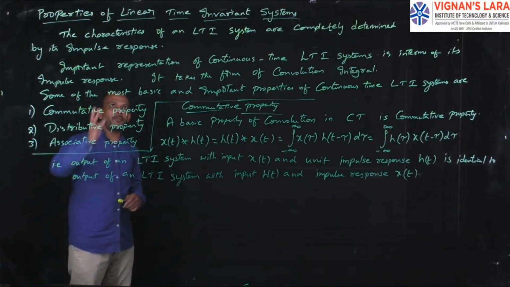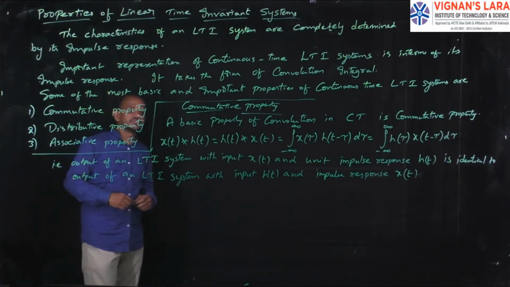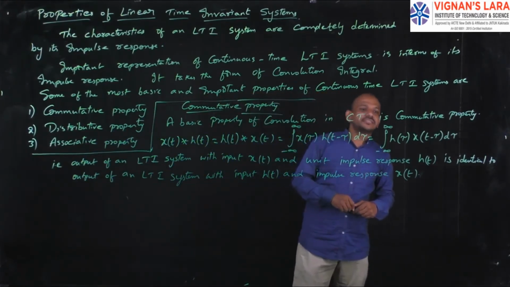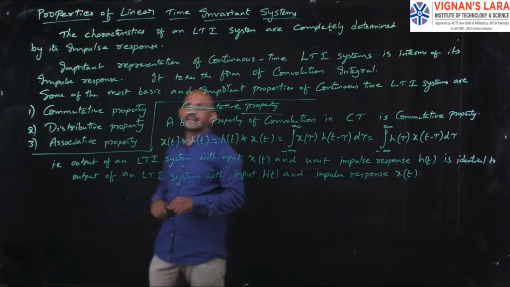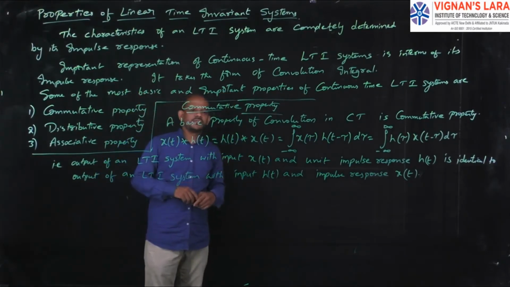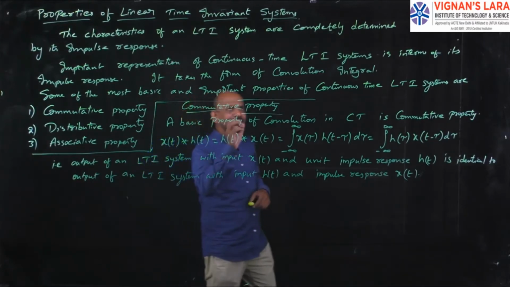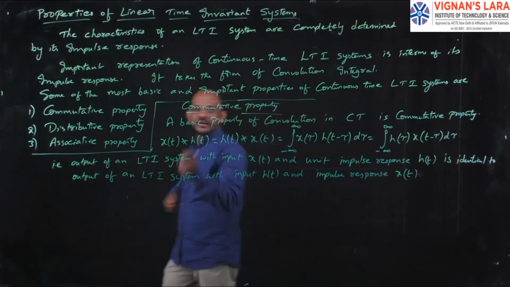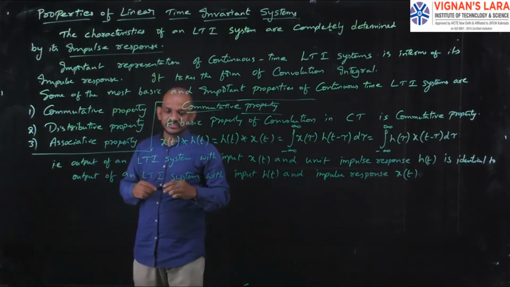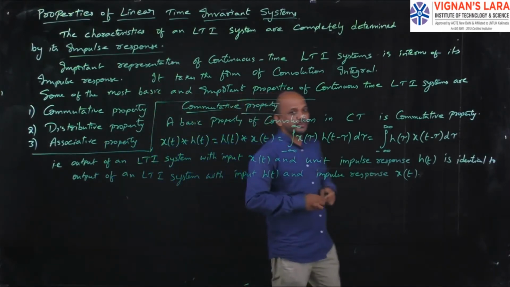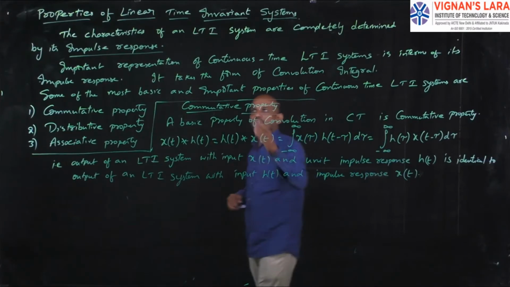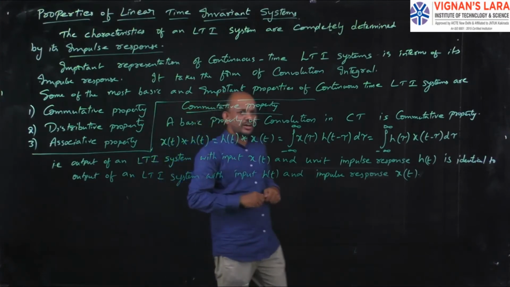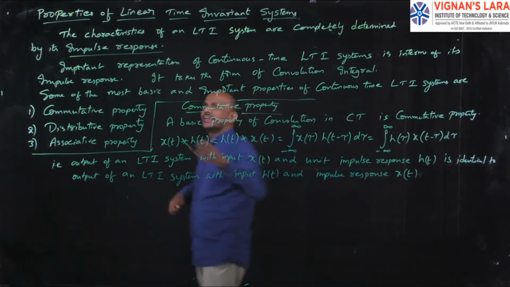Now we move on to the properties of linear time invariant systems. Now I will explain you the properties of LTI systems. So before going to the properties, first we see the characteristics of an LTI system. The characteristics of an LTI system are completely determined by its impulse response. I already told you the impulse response will play a major role in the analysis of this LTI system.